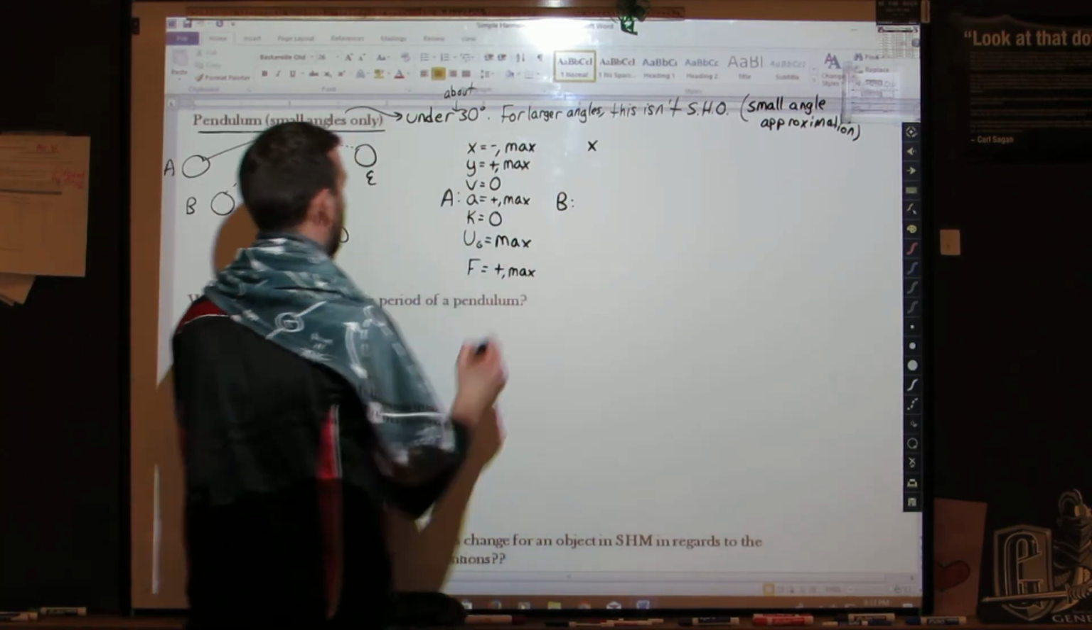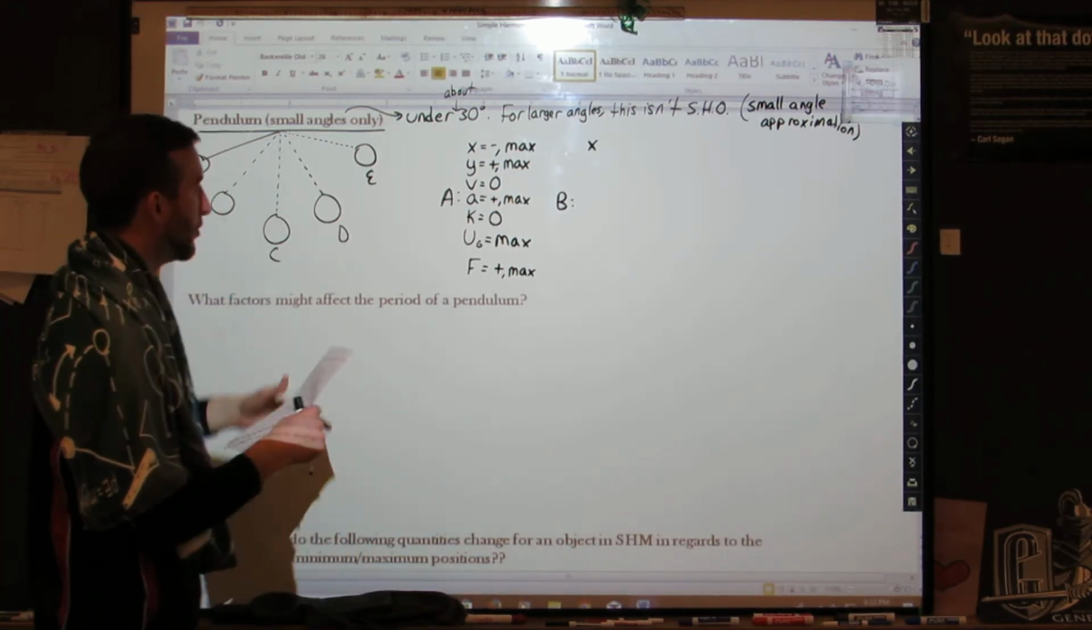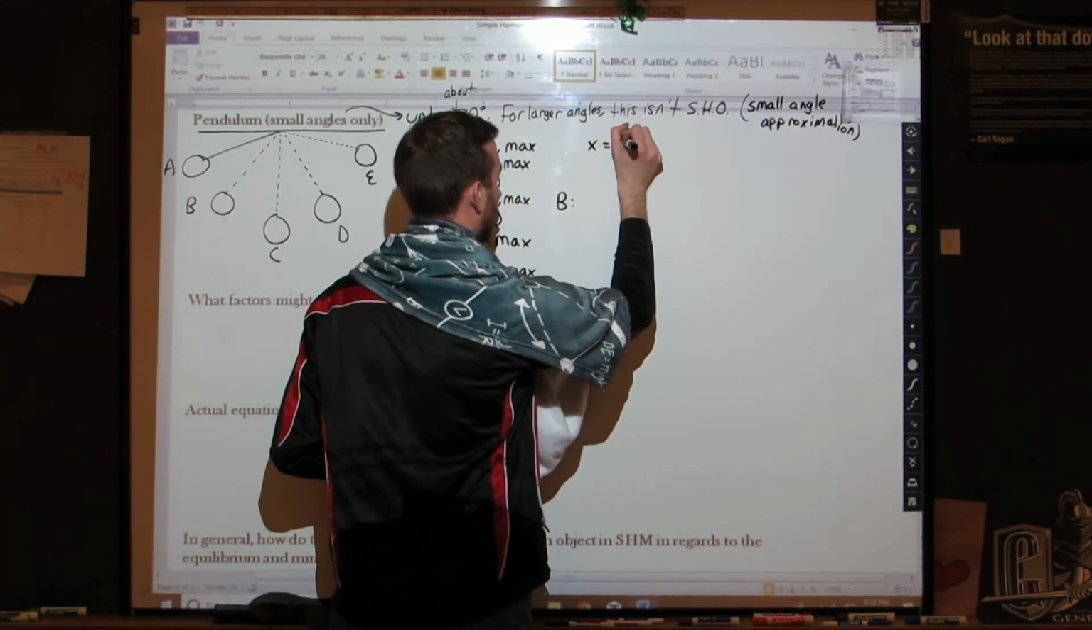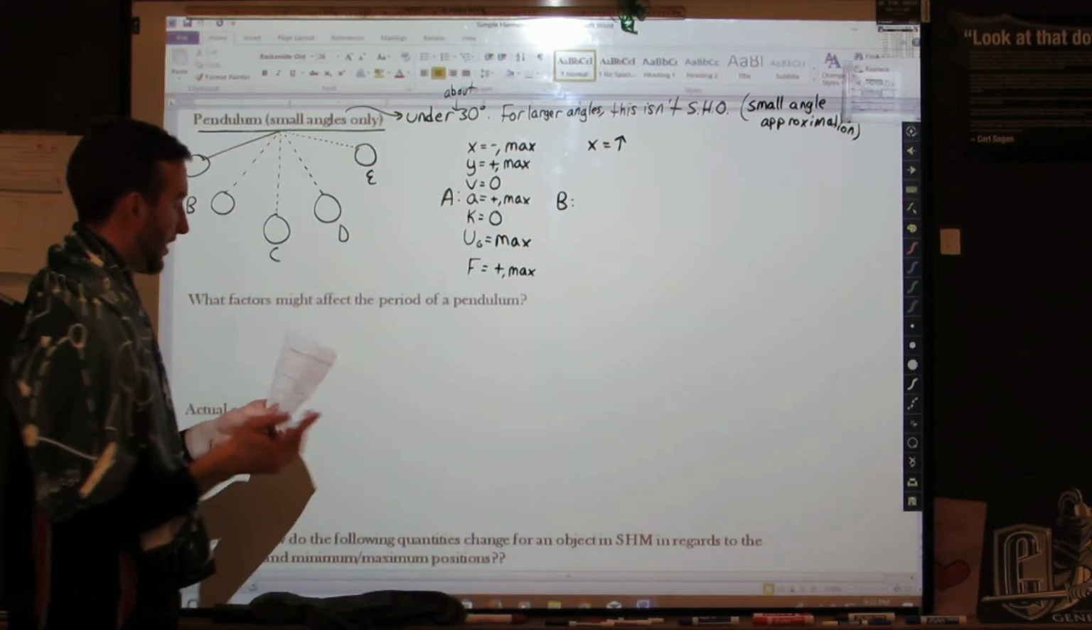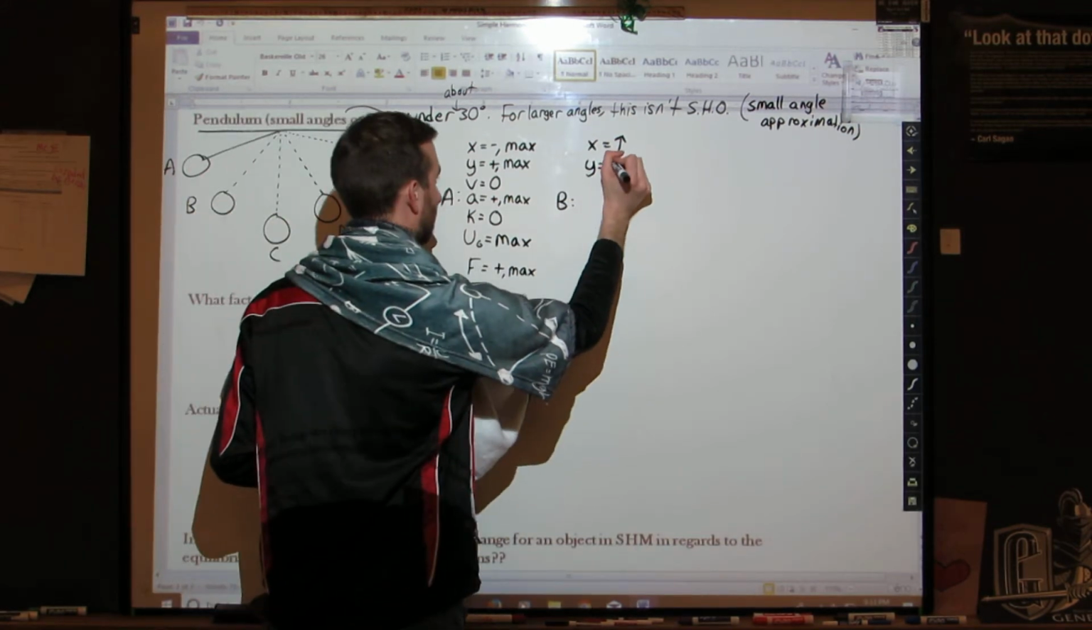So the x position at B, okay? What's happening to the x position? Well, it's moving to the right. The x position is increasing. And the y position, as you probably have guessed, is decreasing.